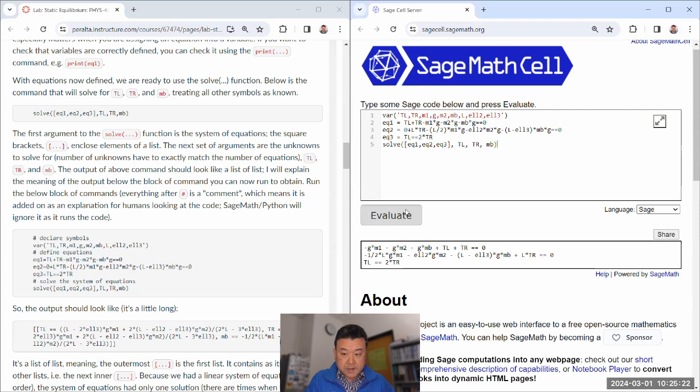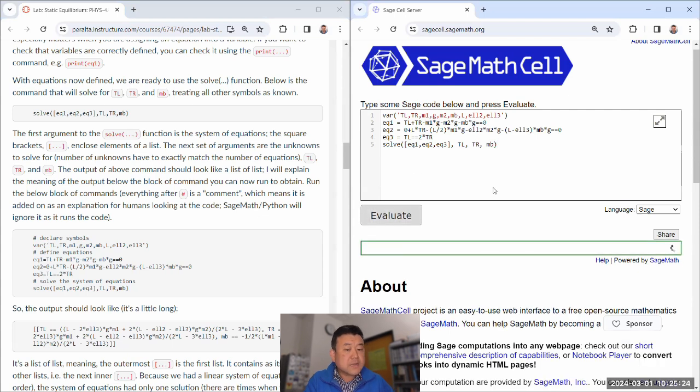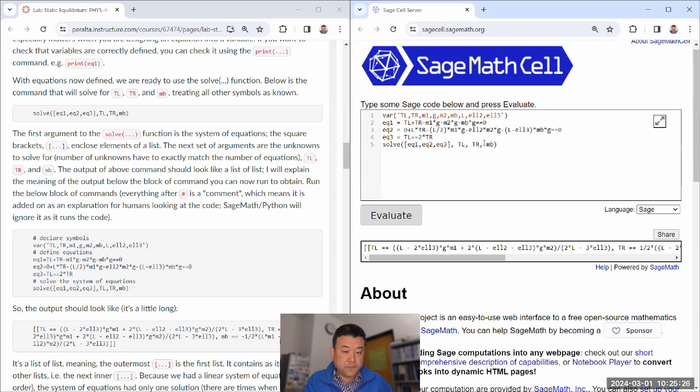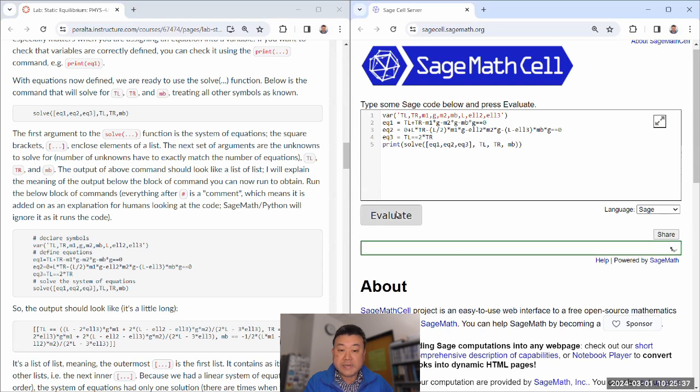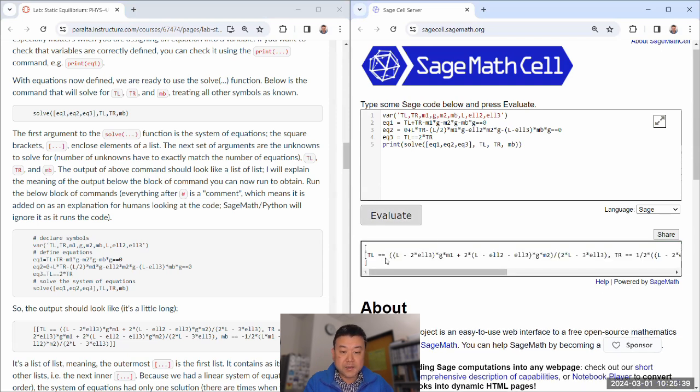So when I click evaluate here, it does this solve, and what it has solved is a list of lists. I wonder if I do print, if it'll print a little bit more prettily. It might not. Okay, it didn't. Yeah, a little bit, but it didn't really help. So okay, the output of the above command should look like a list of lists. So this is what it means.